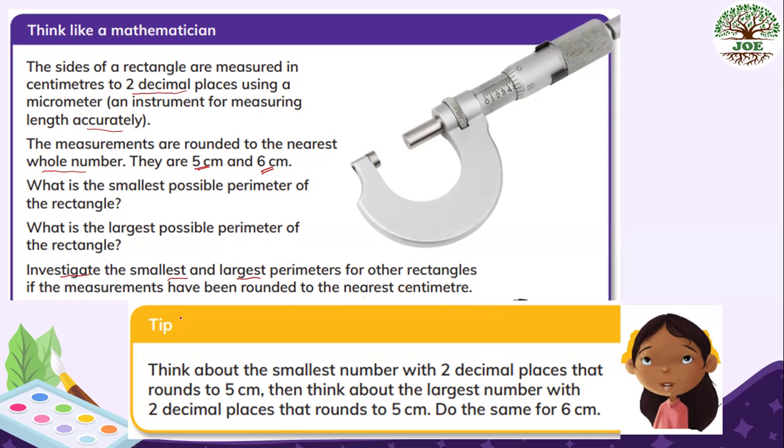Okay, here is a tip. Think about the smallest number with 2 decimal places that rounds to 5 centimeters. Then think about the largest number with 2 decimal places that rounds to 5 centimeters. And do the same for 6 centimeters. First, we have to think just like this, and we can find the smallest and largest possible perimeter.